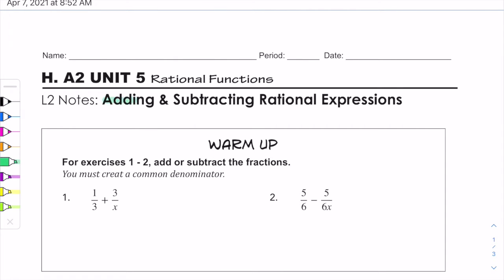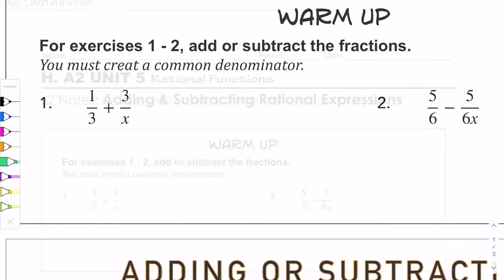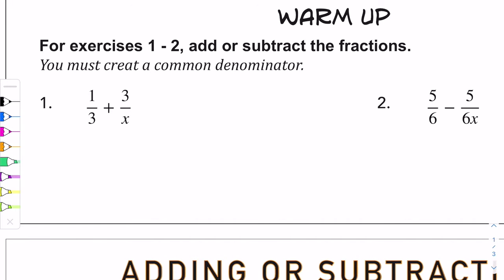Today's lesson is on adding and subtracting rational expressions. Before we begin, I want to look at a warm-up where you are adding and subtracting basic fractions. When you're adding basic fractions, you must always create a common denominator.